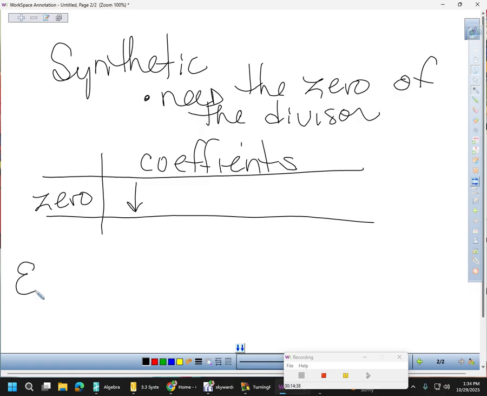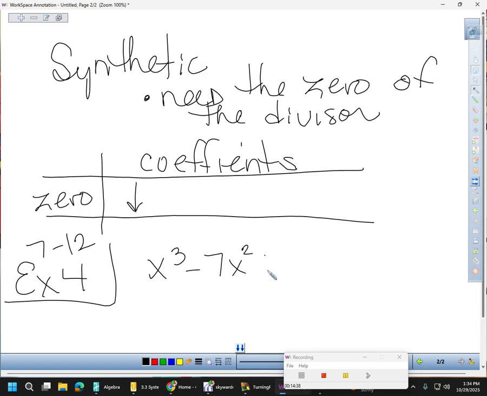Here is example number 4. You are doing synthetic for 7 through 12. All right, so let's say I have x to the third minus 7x squared plus 2x minus 5 divided by x minus 2.